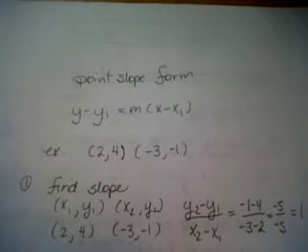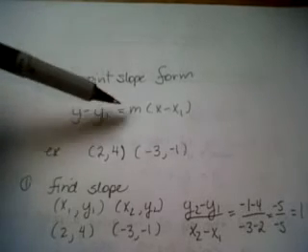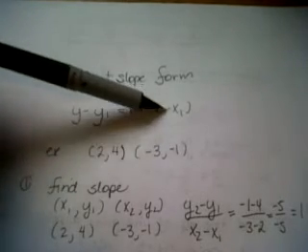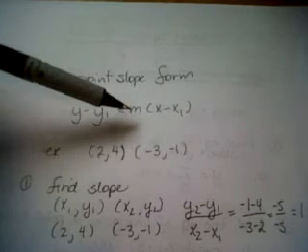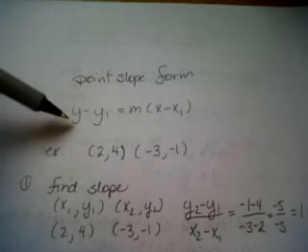Now we'll take a quick look at something called point slope form. Point slope form looks like this. It says y minus y1 equals m times x minus x1. I will not make you memorize this formula for the test. The other formulas, yes. This one I will not.